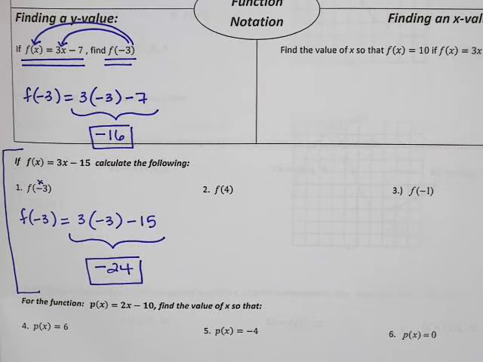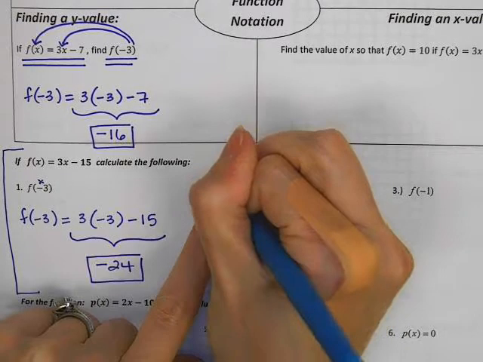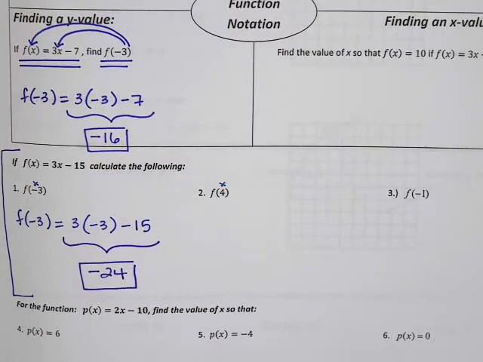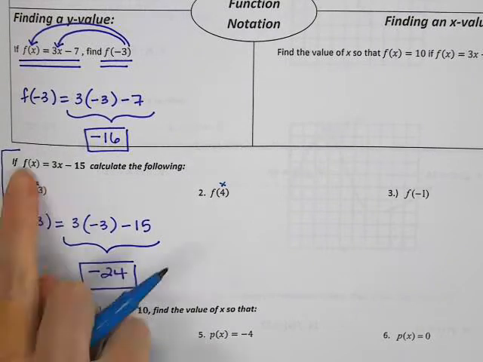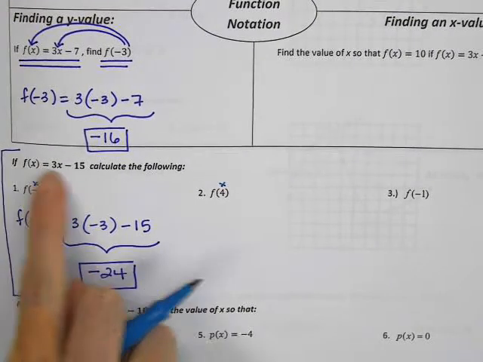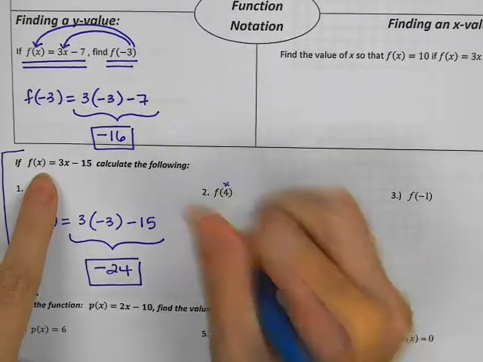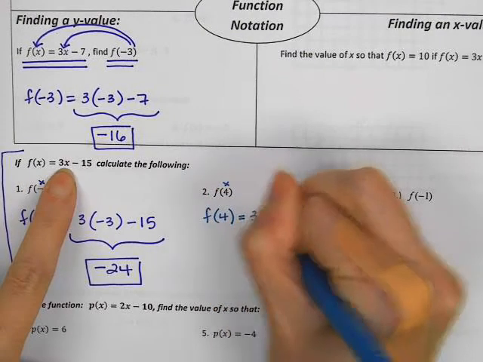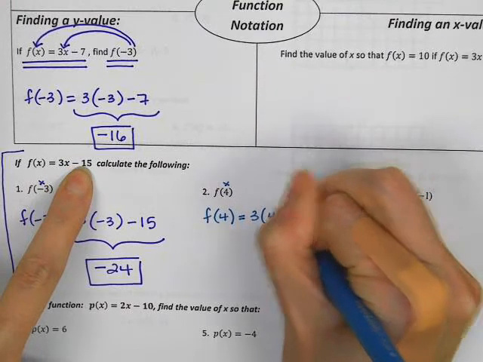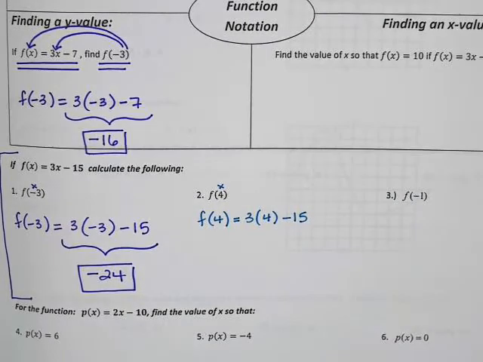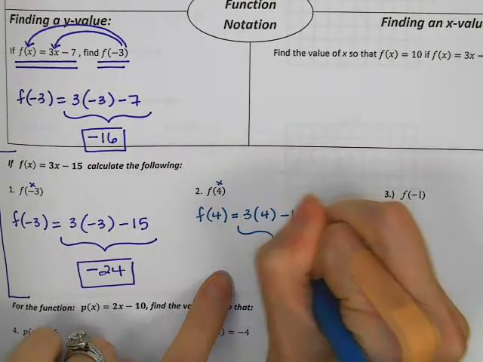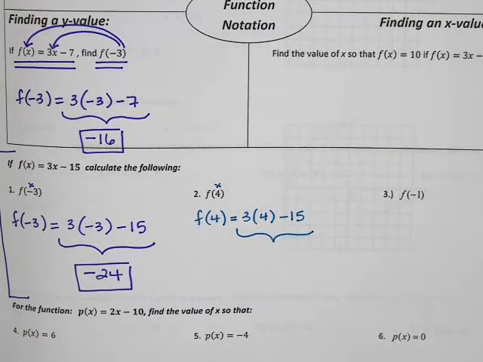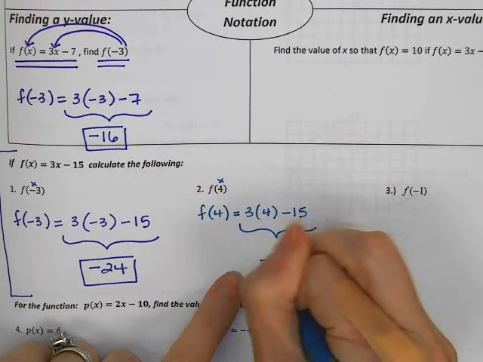All right, number 2. This one means plug in 4 for x. All right, so back to this equation, go ahead and plug in 4 for the x's. So it's f of 4 equals 3 times 4 minus 15. And then all you have to do is solve. What is 3 times 4 minus 15? So that's 12 minus 15, which ends up being negative 3.